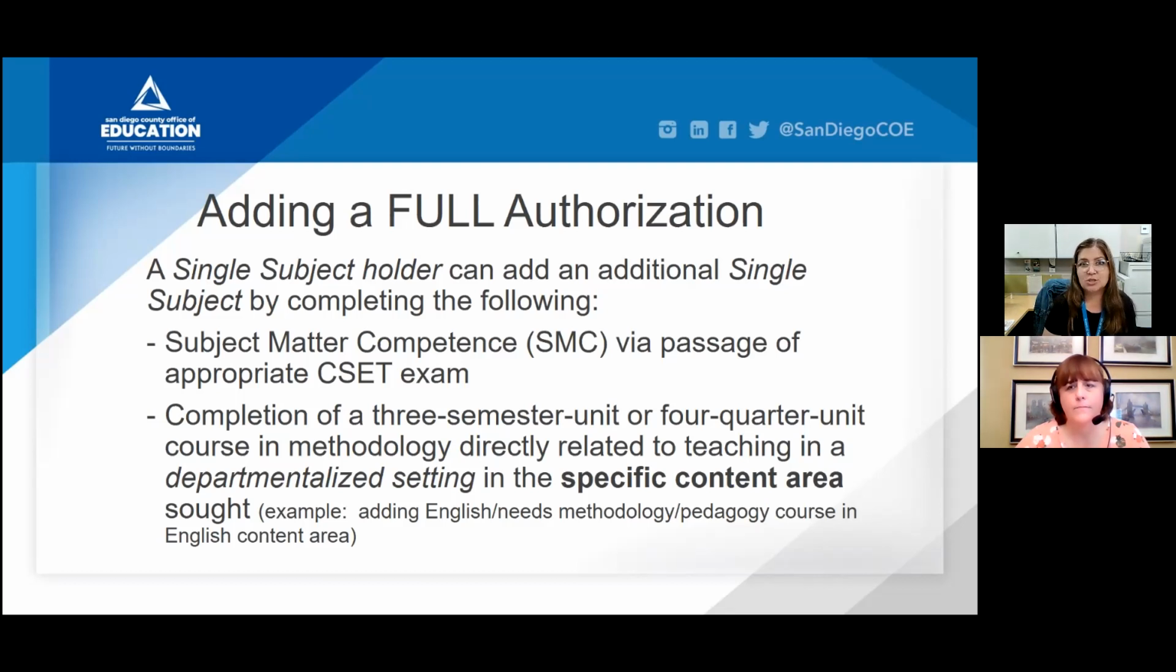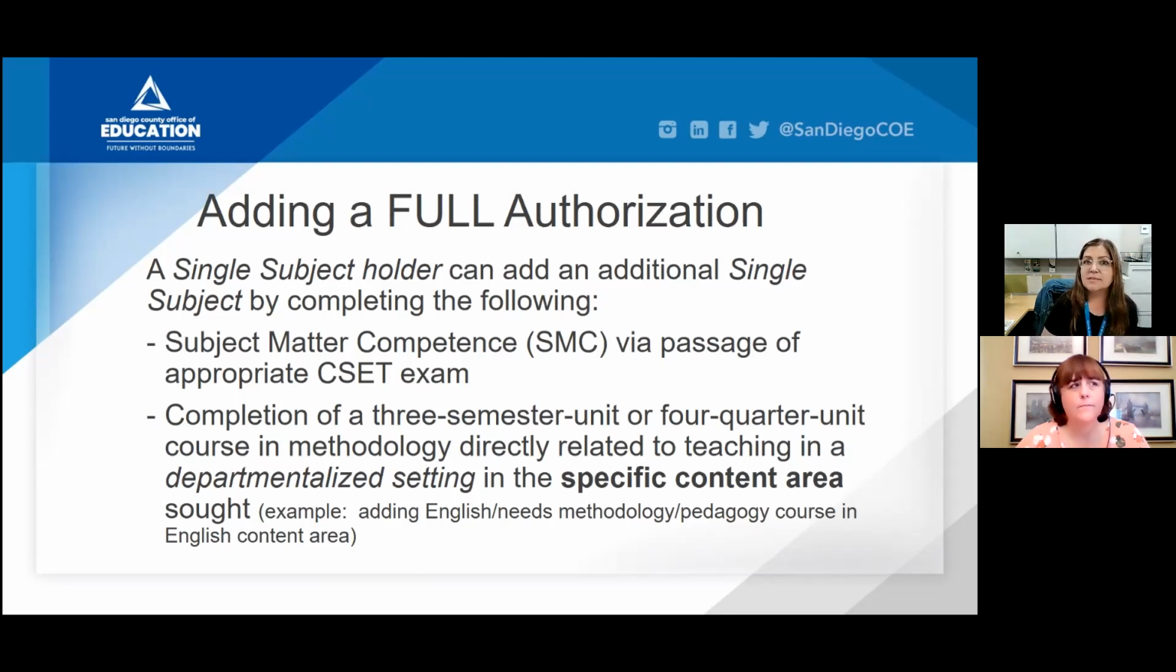So in a case of jumping from general ed to special ed, you would need to talk to a college or university and they would do an evaluation, and then you would need probably about 24 units in the disability area that you're seeking.